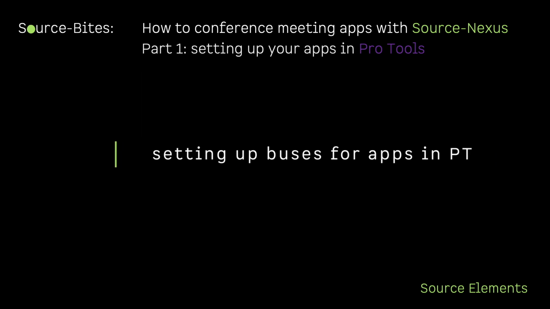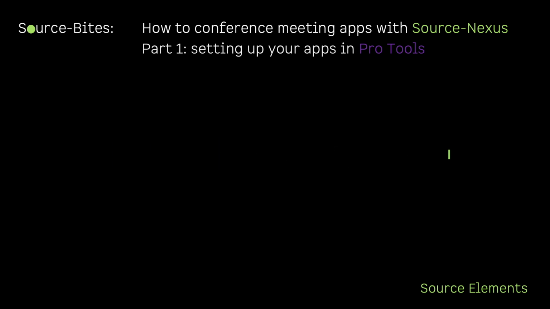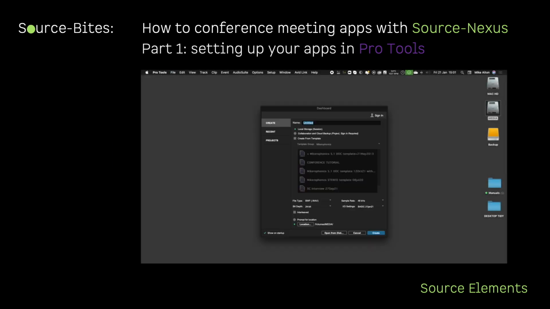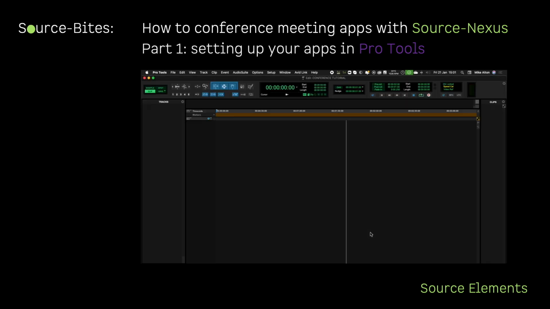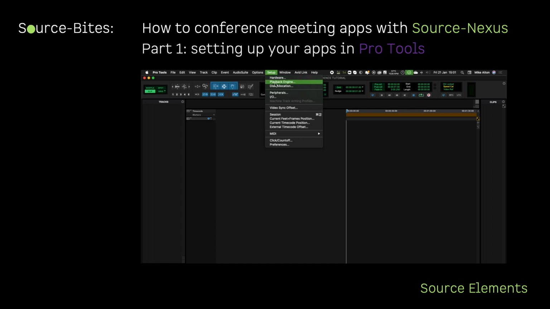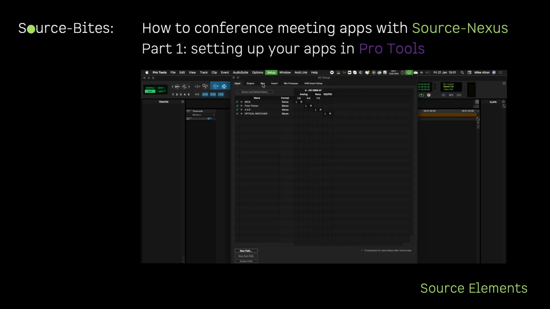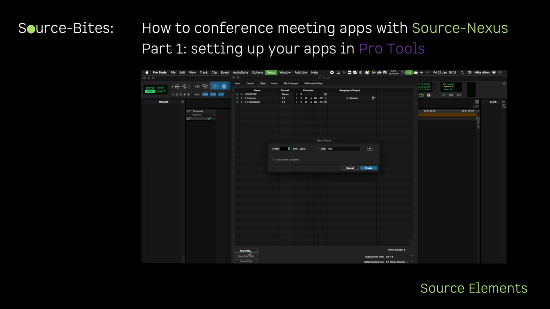Creating appropriate buses in Pro Tools for each application. Now go to Pro Tools. Create a new session. Go to Setup in the menu bar and choose I/O. This opens the I/O setup for the session. Click on the Bus tab. Select New Path towards the bottom left. This opens up the New Paths window.